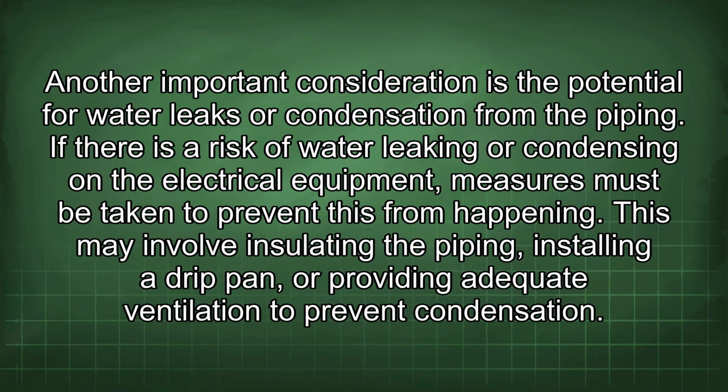Another important consideration is the potential for water leaks or condensation from the piping. If there is a risk of water leaking or condensing on the electrical equipment, measures must be taken to prevent this from happening. This may involve insulating the piping, installing a drip pan, or providing adequate ventilation to prevent condensation.